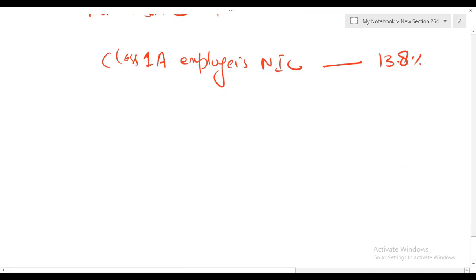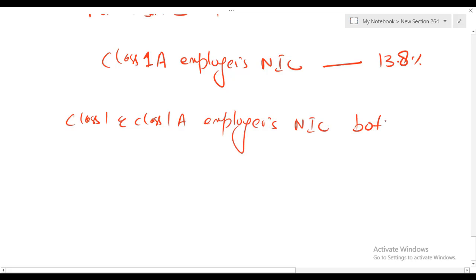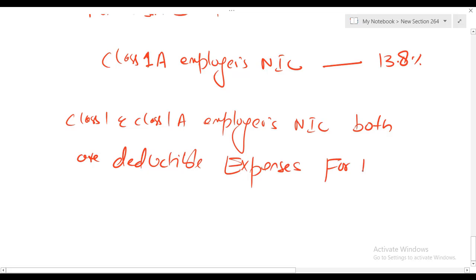Another thing, class 1 and class 1A employers NIC, both are deductible expenses for the employer.